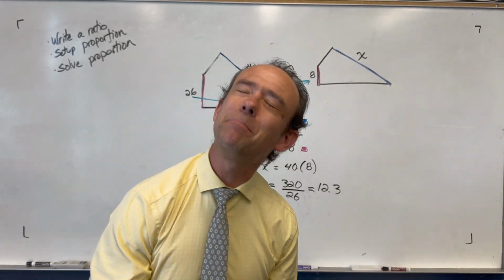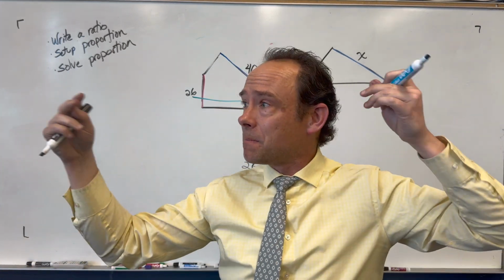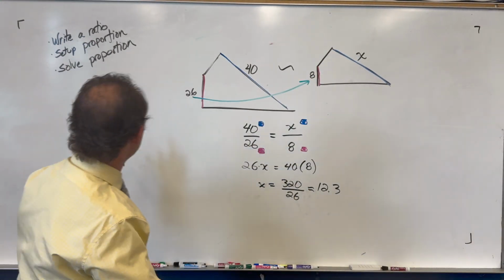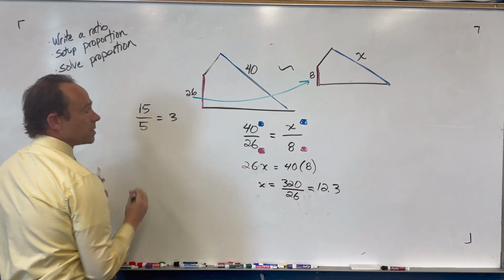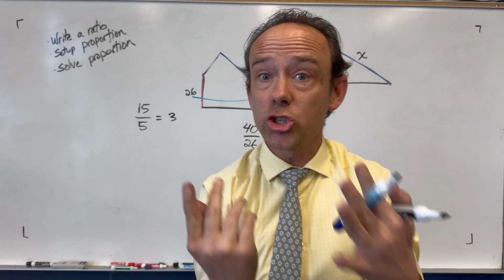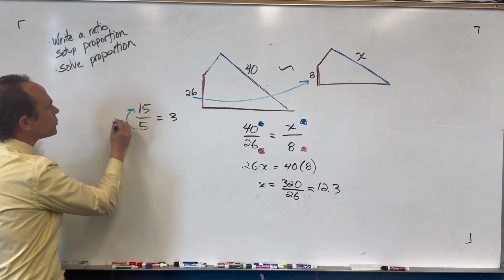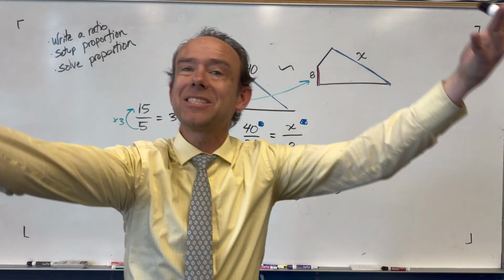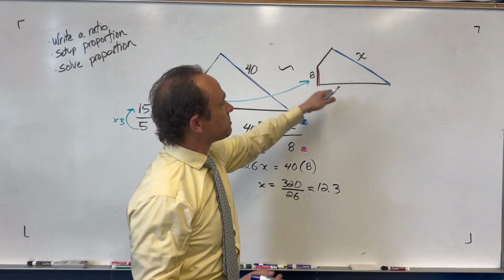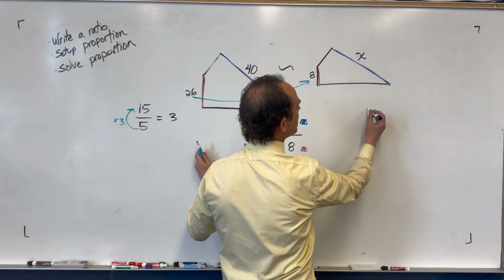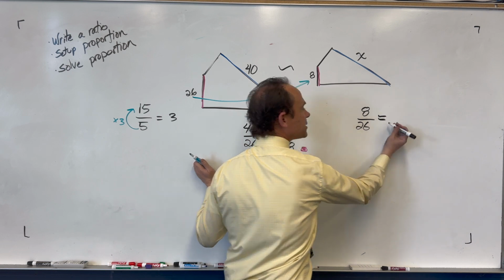I mean, think about it. If you were to say, what do you multiply 5 by to get to 15? What you could do is you write a fraction here. Because fractions give you a scale factor. They always tell you, what do you multiply the denominator by to get to the numerator? So if I want to ask myself, what do I multiply 26 by to get to 8? Over here, I got to go 8 divided by 26. That's going to give me the answer.